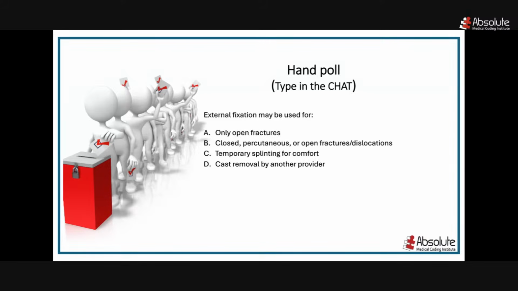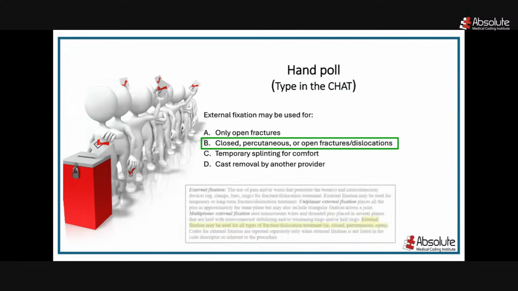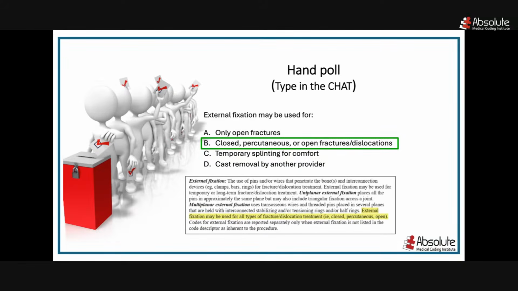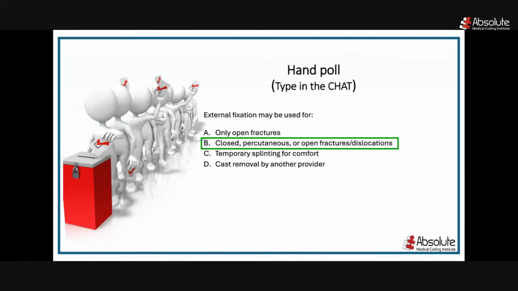Yes, you all are rocking it in the chat. It is option B. Yes, and the guideline states that external fixation may be used for all types of fracture. Fracture or dislocation treatment can be used for closed, percutaneous, or even open fracture treatment. Excellent, excellent, excellent. Next question.